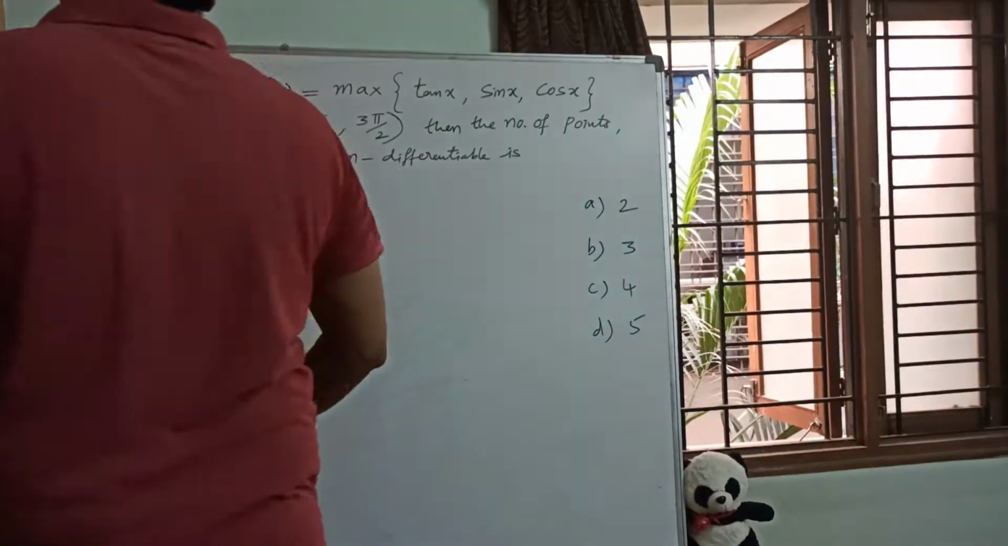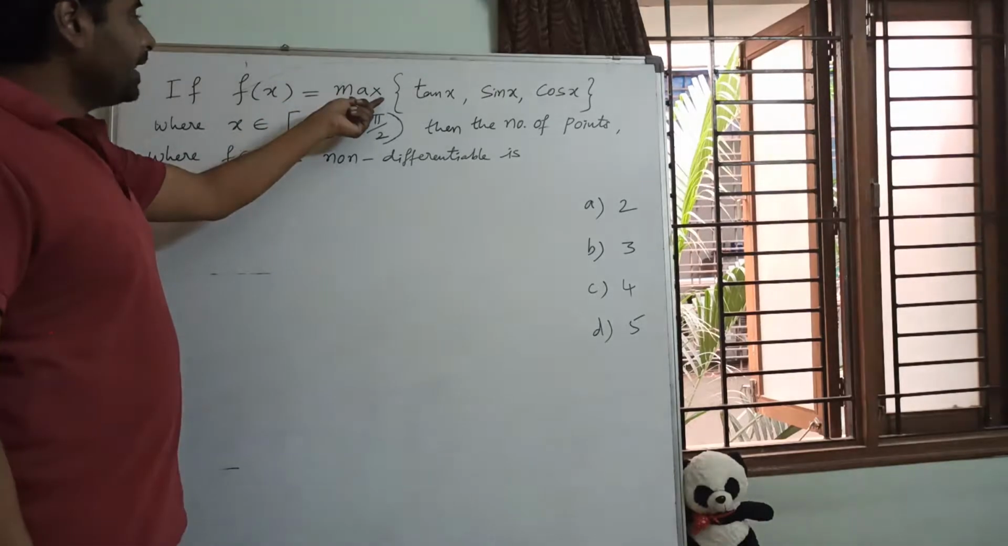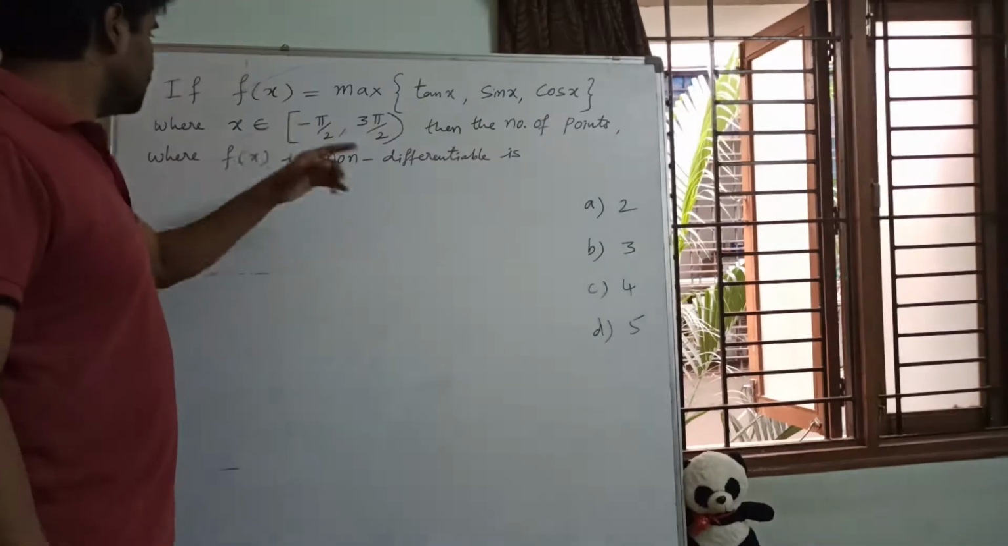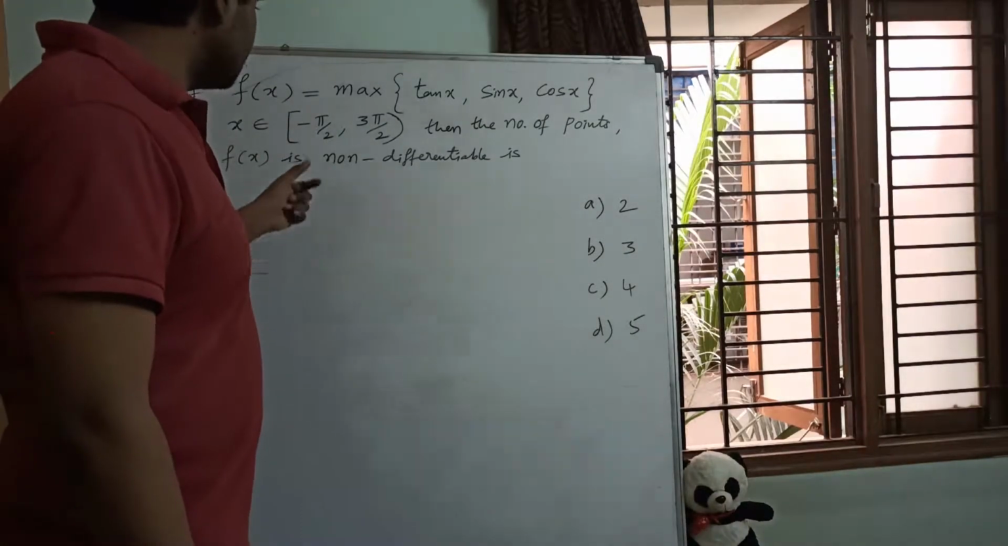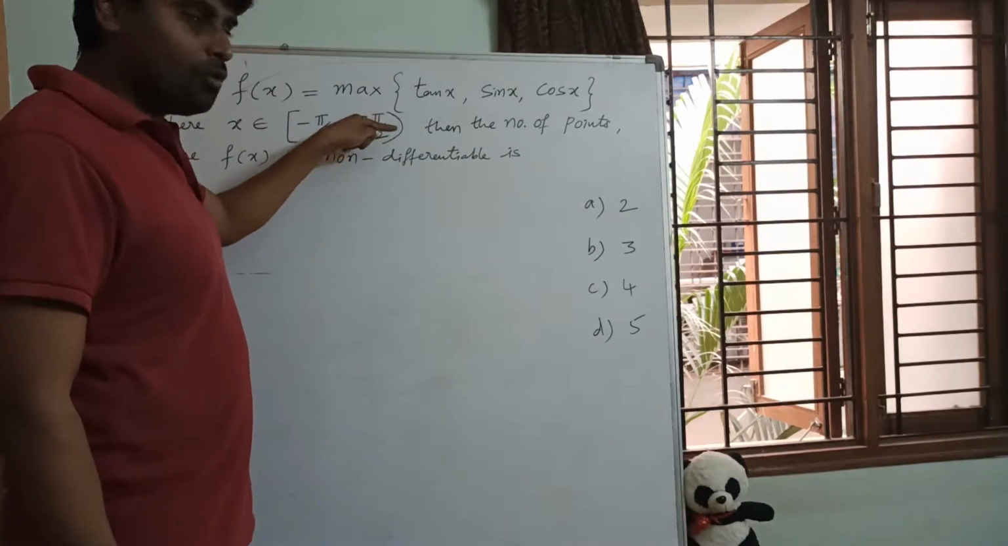Now, let us have a look at this question. If f of x equals the maximum of tan x, sin x, cos x, where x belongs to minus pi by 2 to 3 pi by 2, open, okay?